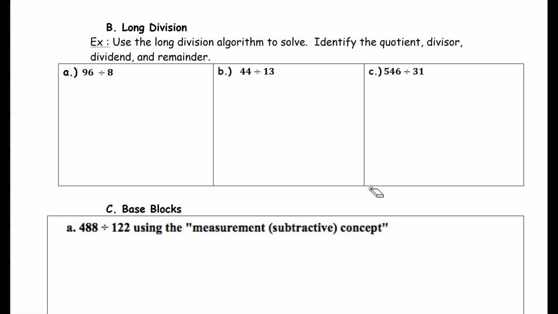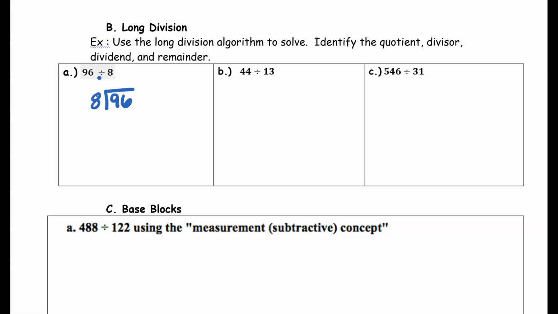So when you're dividing, the first number is always the number that goes inside the box. So 96 divided by 8. Remember, 8 is the divisor, 96 is the dividend. So the dividend is always first, and the divisor is always second when it's written horizontally.